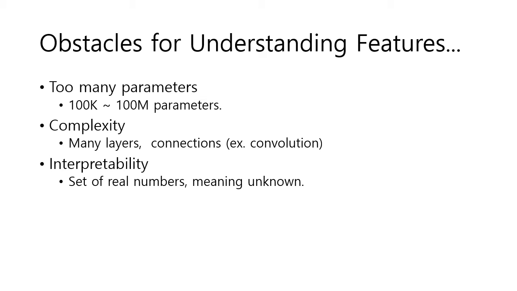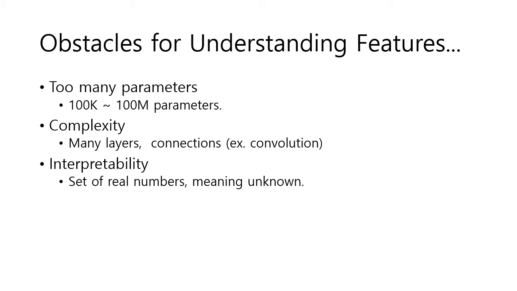There are some obstacles for understanding features in convolutional neural networks. First, they have too many parameters. They usually have hundreds of thousands of parameters, sometimes more than millions. And they are also very deep. They have more than 3 layers, usually more than hundreds of layers. It is almost impossible to analyze each layer one by one. Furthermore, they have low interpretability because parameters are just sets of real numbers and their meaning is unknown.